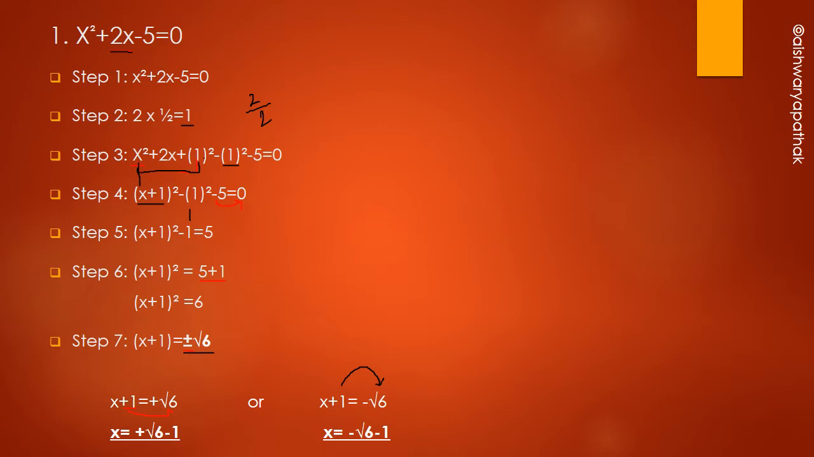Then plus 1 will go to the other side, it will become minus 1, and on the other hand same way plus 1 will go to the other side, it will become minus 1. So in this way you will get the two answers, like plus under root 6 minus 1 and minus under root 6 minus 1. Okay children?